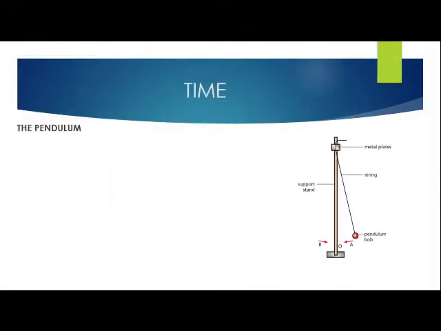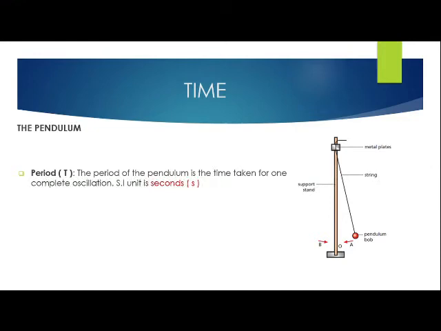So, a pendulum is simply a bulb that has been suspended on a string. Under the pendulum, there are some terms you need to be conversant with, which are the period. The period is simply the time taken for one complete oscillation of a pendulum. The SI units are seconds. If you are asking yourself what one complete oscillation is, it's simply A to B and back to C. So it's simply the motion of the pendulum from start and back to start.